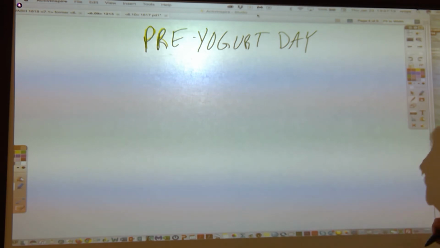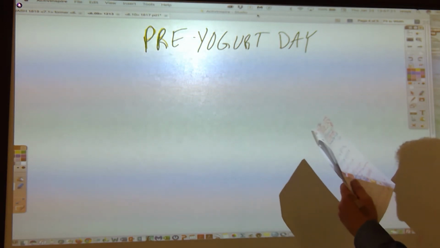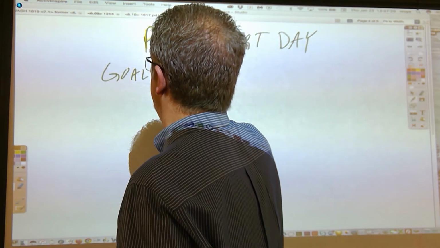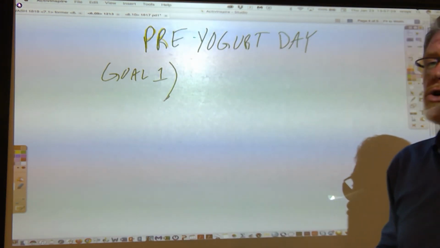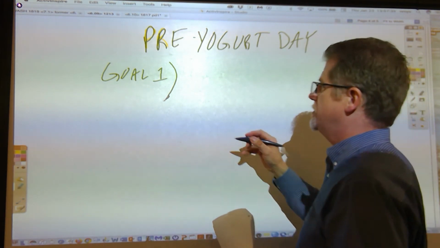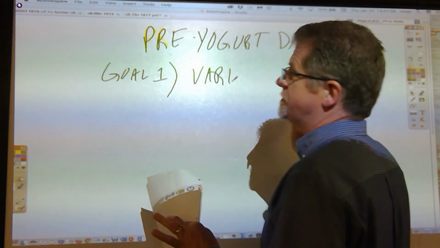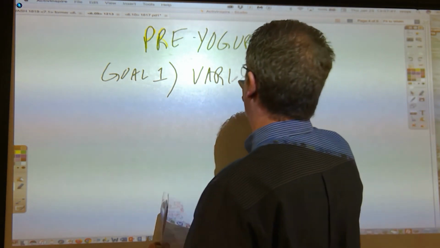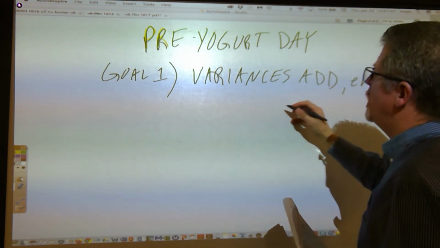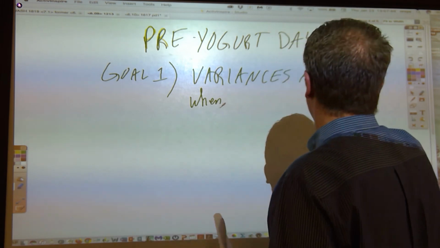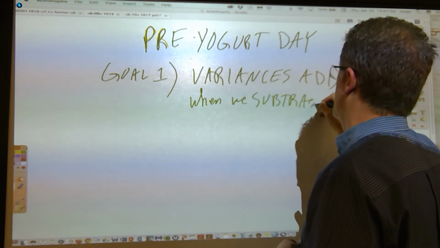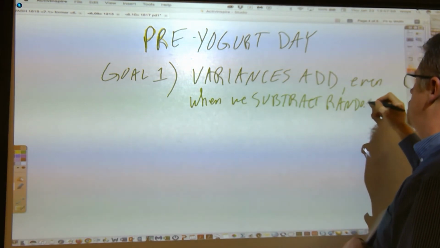Okay, so on pre-yogurt day activities, look, I want you to know what the goals are for yogurt day. Goal 1, I want you to learn as a result of yogurt day that variances add even when we subtract random variables. This is a hard concept to learn unless you show up for yogurt day. It's very counterintuitive. Variances add even when we subtract random variables. Yogurt day will help you see why that's true, help you believe. Even when we subtract random variables.